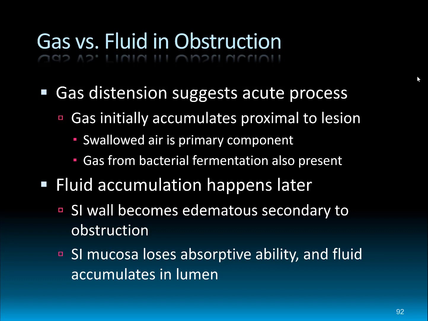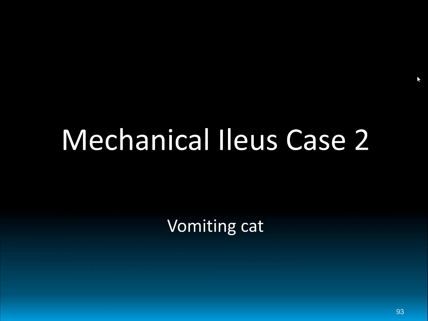As time passes, some of that gas can get out. Some of it may sneak around the obstruction. Some of it may be absorbed into vasculature. And as that's happening, there's actually fluid accumulation. As the small intestinal wall gets edematous, fluid oozes into the lumen, and the mucosa also fails to absorb anything that's in the lumen, and so there's further collection because of that. So usually we see gas early and fluid late, and so the distinction with gas versus fluid can help determine whether this is a more acute or a more chronic problem.